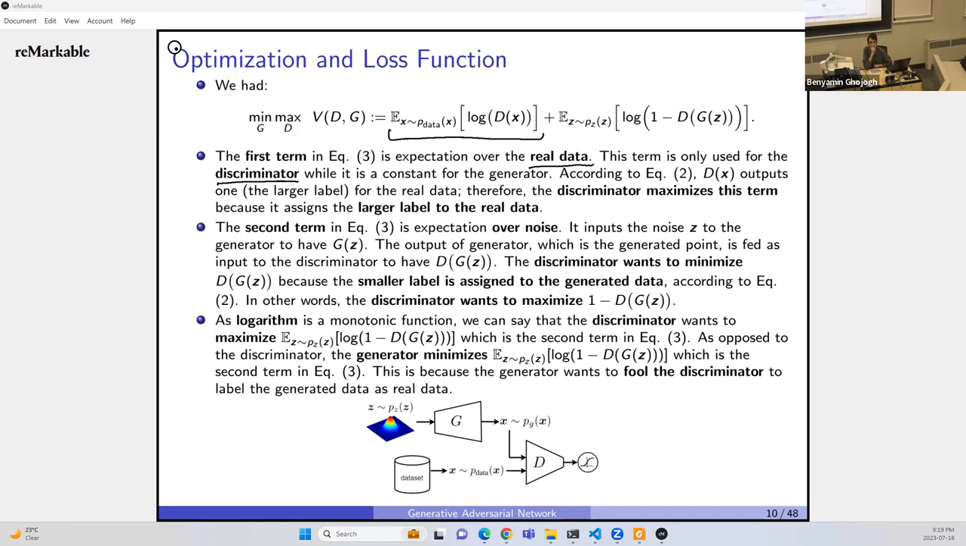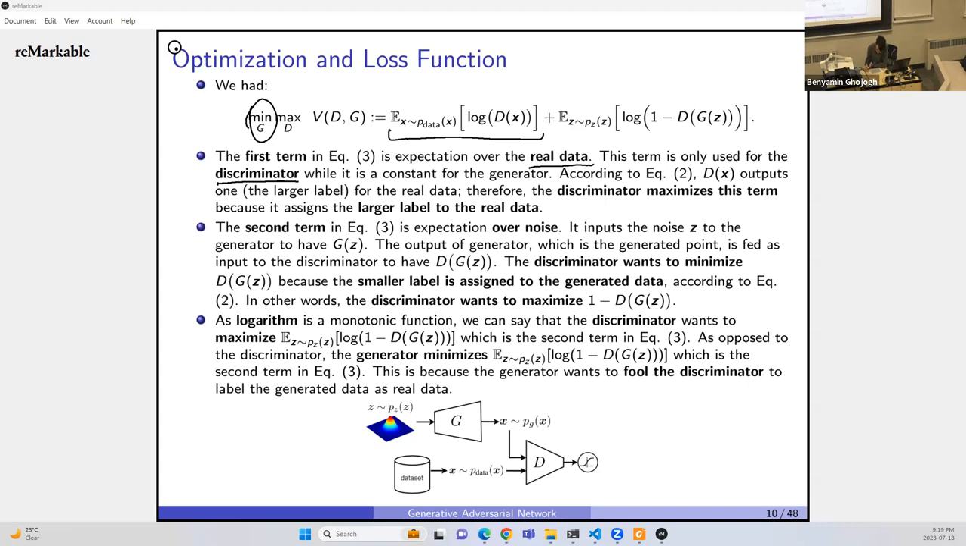Why? This first term is a constant with respect to G. It doesn't have any G in it. So when we minimize over G, we don't care about the first term. It's a constant. But when we maximize with respect to D, we care about it, while it is a constant for the generator.